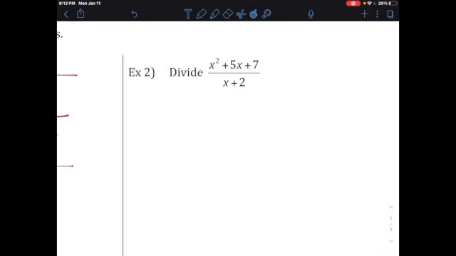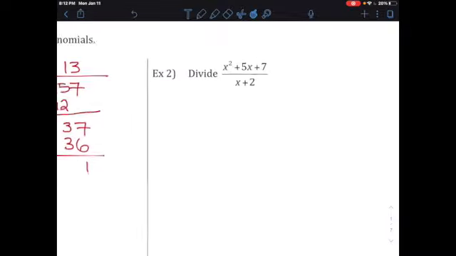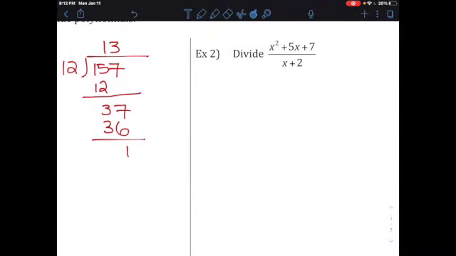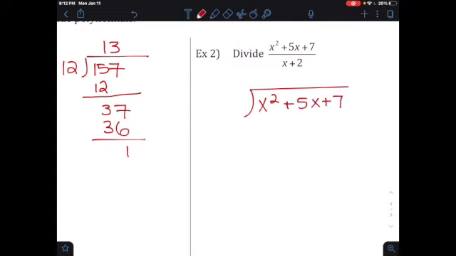For example number 2, the steps are going to be the same as the long division. We put it in the fraction. The first step, you should change this into the top goes inside, x squared plus 5x plus 7. So the top goes inside and the bottom goes to the side. And that starts to look like a long division.